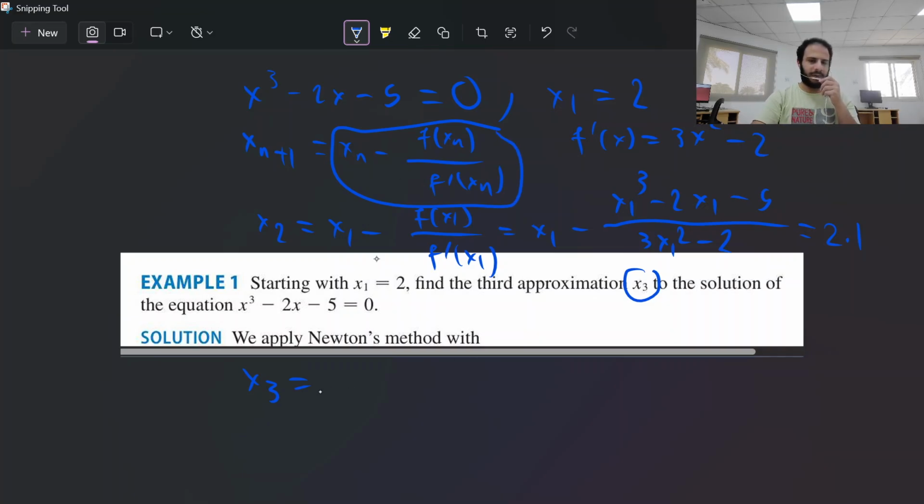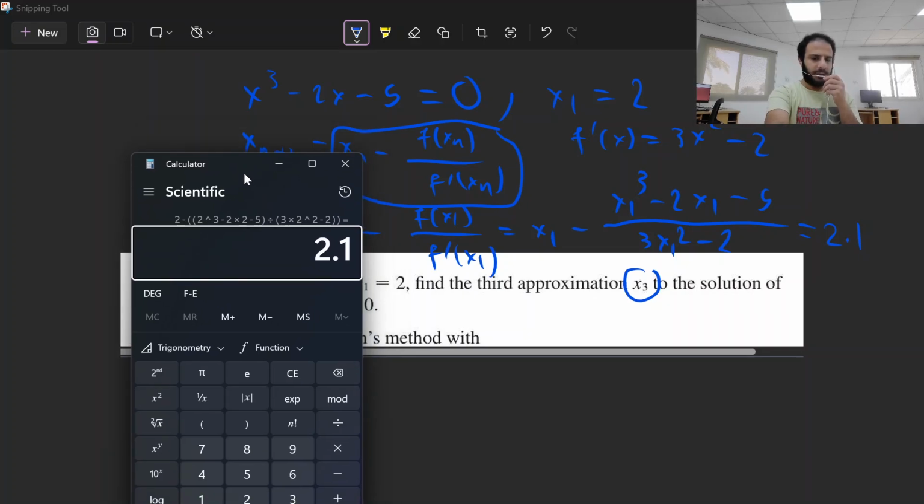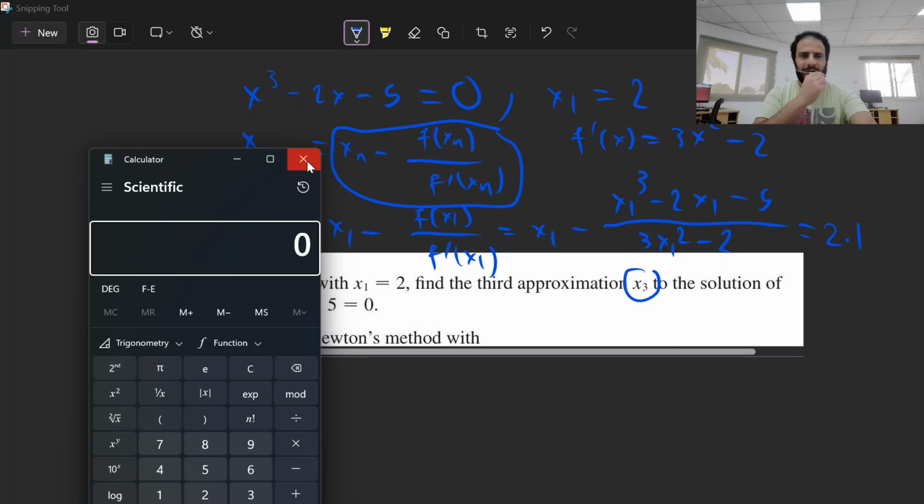So let's see now. For x3, I will write it just on the calculator. So Control C. I will use Control C here. So see here, Control. Now let's start. So we have x2 minus. Now again.